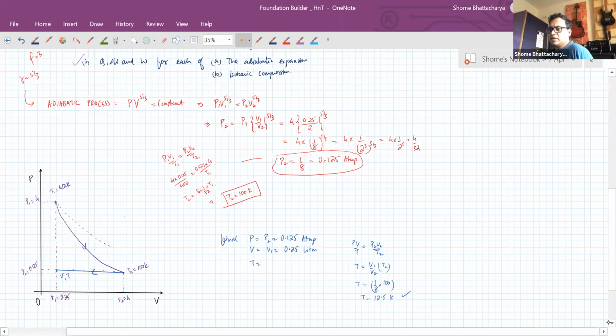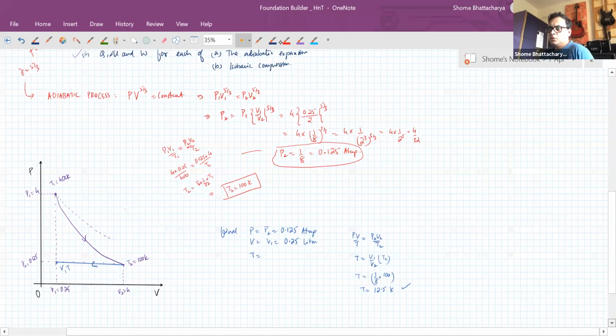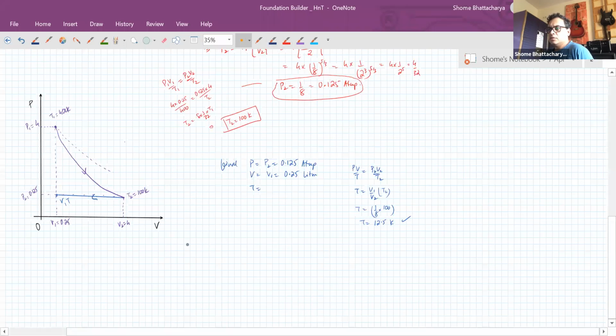Okay, so very few people have sent me answers for the second part. I don't know, should be very easy to work out. So anyway, let's see this. So for the adiabatic process, Q should be 0 by definition. Okay. And delta U is n f by 2 R delta T. So that is n into 3 by 2 R into T2 minus T1.